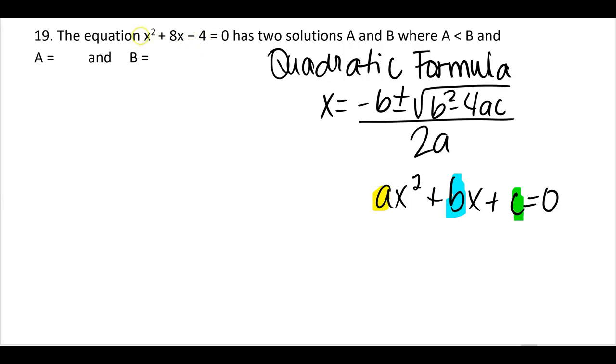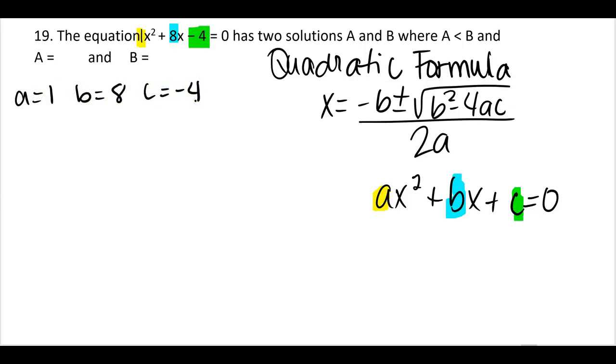So your a is going to be the one that you don't see in front of the x. So let me just put a 1. And then the b is 8. And then c is the negative 4. So a equals 1, b equals 8, and c equals negative 4.